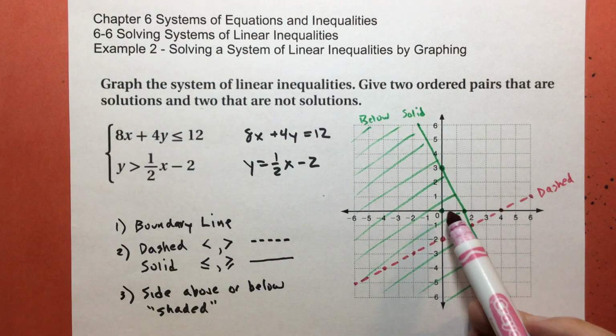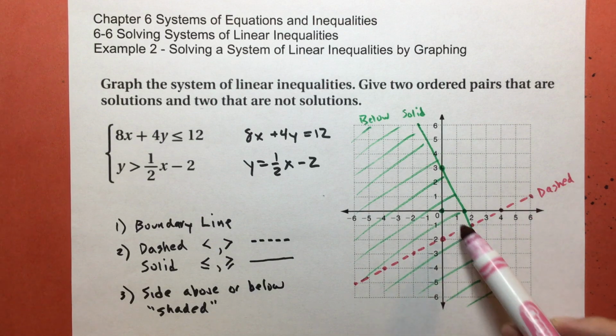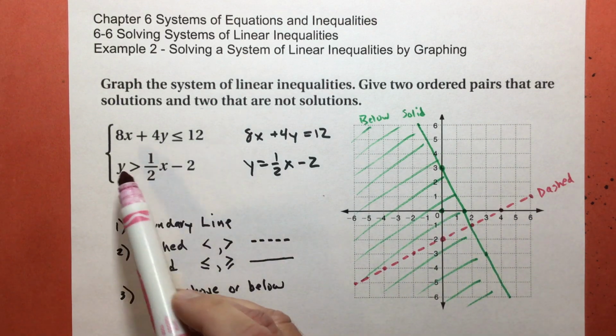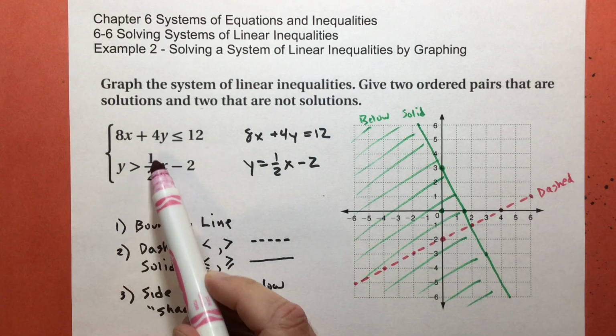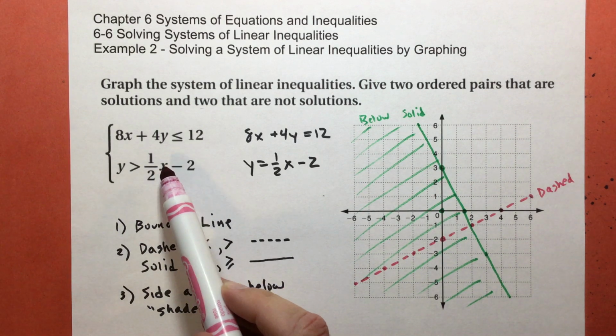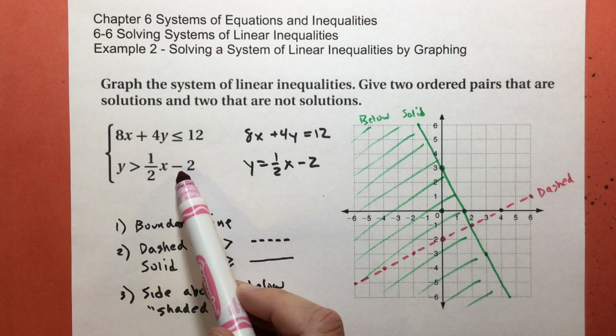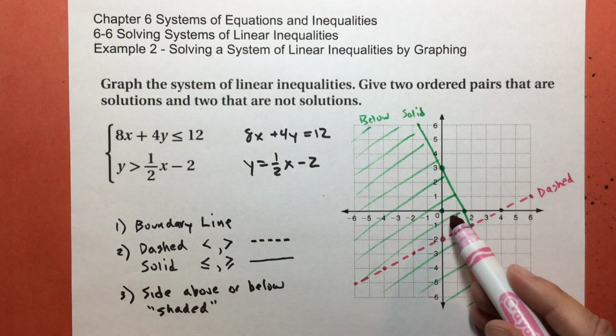So again, let's pick 0, 0, and this time I know it's in the green area, but now I need to see if it's going to be in the red area. Let's pick 0, 0. Is 0 greater than 1/2 times 0 subtract 2? 1/2 times 0 is 0. 0 subtract 2 is -2. Is 0 greater than -2? Yes, it is.